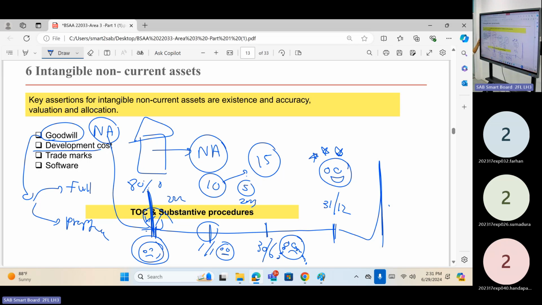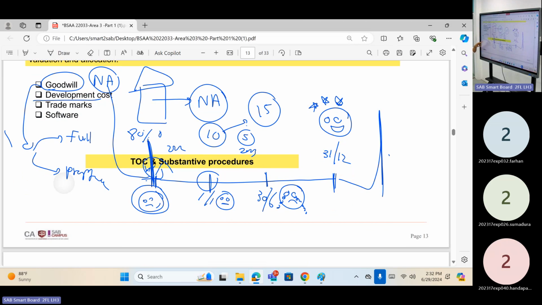Existence, obviously, we can't see. Existence can be verified through documents and the appearance of the company, right? Appearance in the sense of indicators of the company. But whatever the valuation is, it should be ensured through audit procedures. That's a risky area, right? We are moving forward. So then we have already covered non-current assets. We want to cover investments. That's another part.